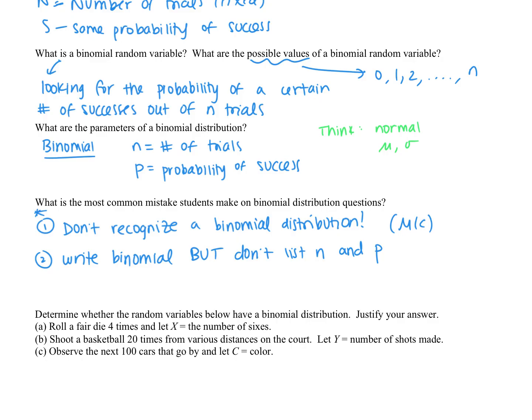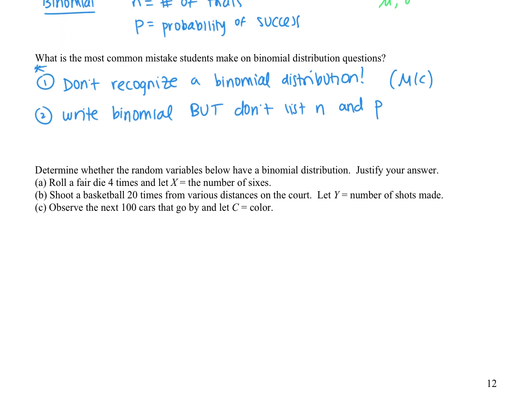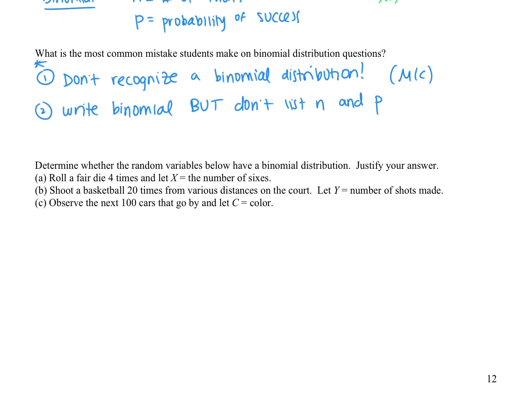So before we go to the calculator and learn how to calculate some things, the first thing that we need to be able to do is recognize a binomial distribution. So that is what we're going to do first. Determine whether the random variables below have a binomial distribution and justify your answer. So here's what you're looking at.